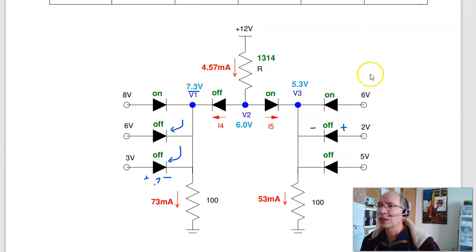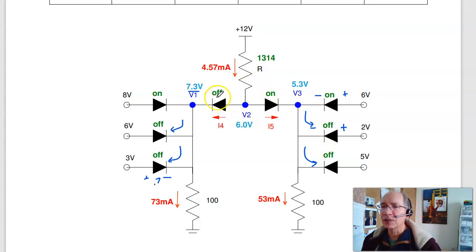So let's try the other extreme. If this is turned on, 6 minus 0.7 gives you 5.3, and that works. I'm trying to force current backwards through this diode, it turns off. Trying to force current backwards through this diode, it turns off. Now let's look at the middle ones.